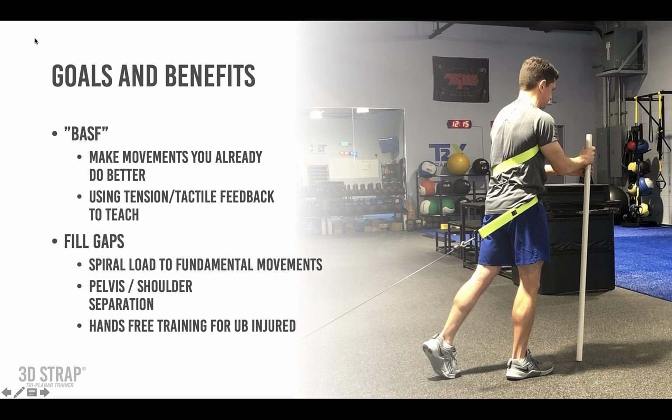For instance, I hate to overlook the obvious in that the 3D strap is a hands-free training tool. So if you're working with large groups of athletes, you're going to have some athletes that have upper body injuries, maybe an elbow or a wrist. All right, this is another tool that allows them to keep a training effect and avoid detraining when they're injured.